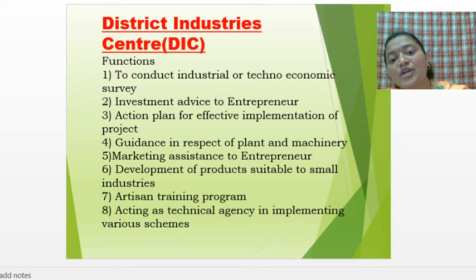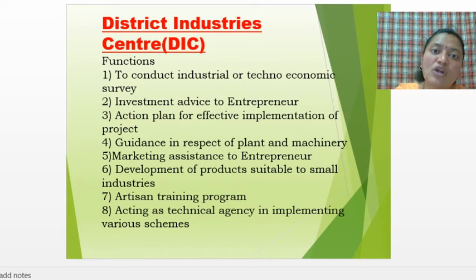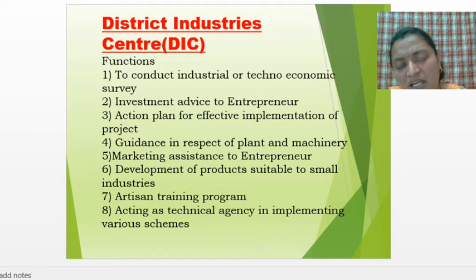Then development of products suitable to small industries. Which kind of products will be manufactured that are suitable for small scale industries? Industries are classified as small scale industries or large scale industries. In small scale industries, which kind of products are suitable to be manufactured? For that also assistance can be given by DIC.